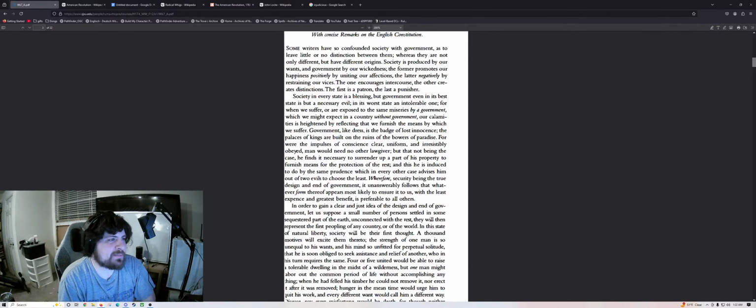Society in every state is a blessing, but government, even in its best state, is a necessary evil, and in its worst state an intolerable one. For when we suffer, we are exposed to the same miseries by a government which we might expect in a country without government. This is going to go back to Hobbes and Locke and the state of nature thing, all that good stuff.